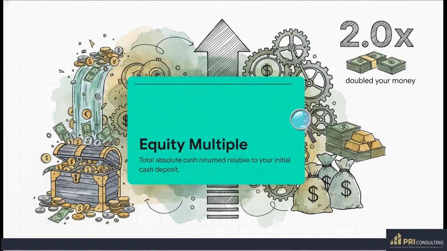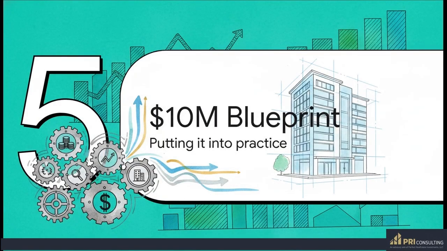To balance IRR, we have our sixth and final pillar, which is the equity multiple. This measures the total absolute cash return to you over the lifetime of an investment relative to your initial cash deposit. If IRR is all about the speed and velocity of your money, equity multiple is about the pure volume, how much absolute total cash actually ends up back in your hand. So if a deal yields a 2.0x equity multiple, it simply means you doubled your money over the course of the project.